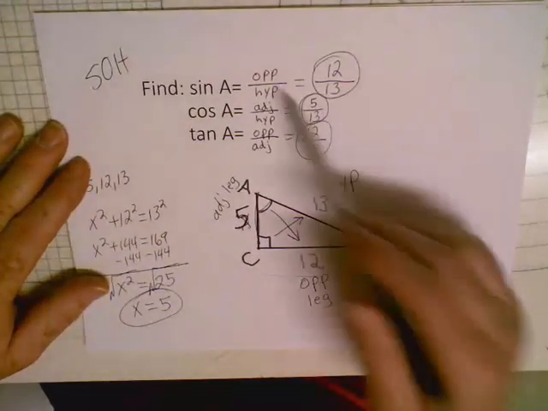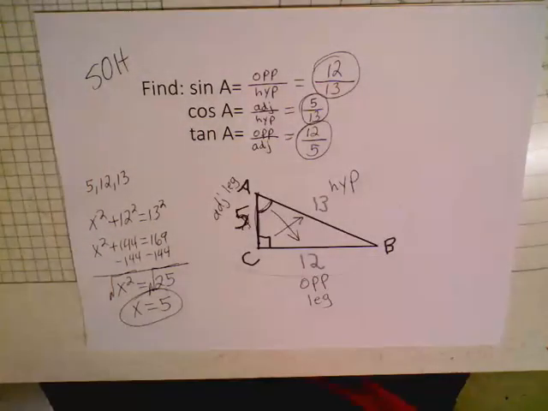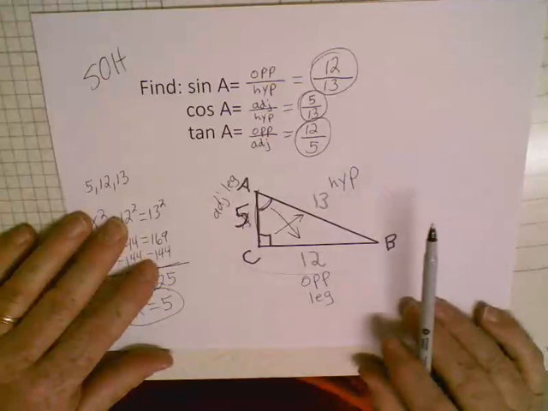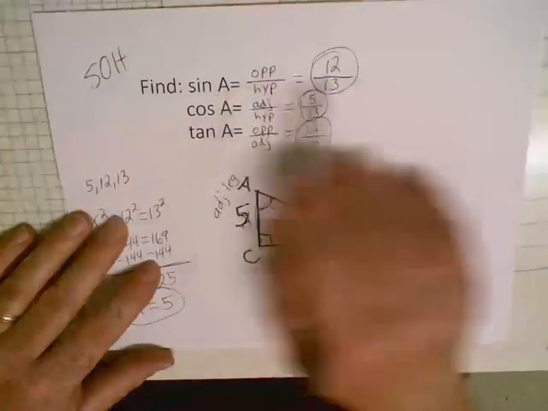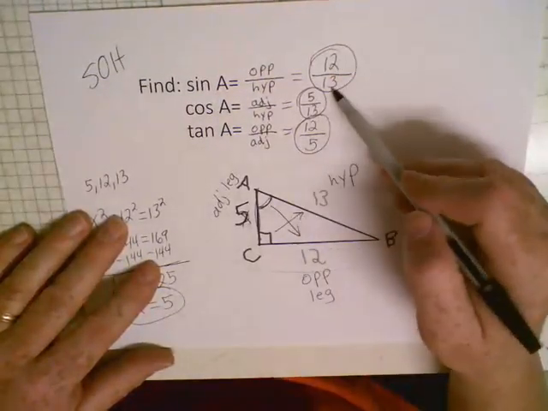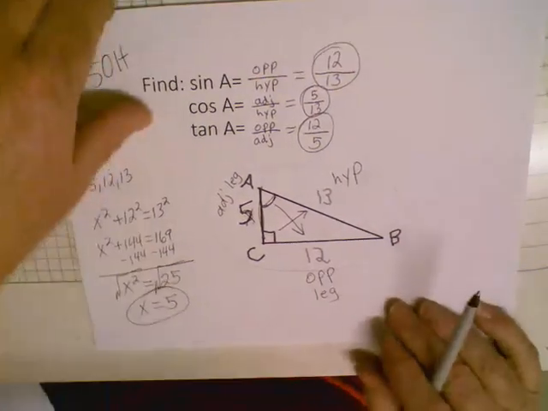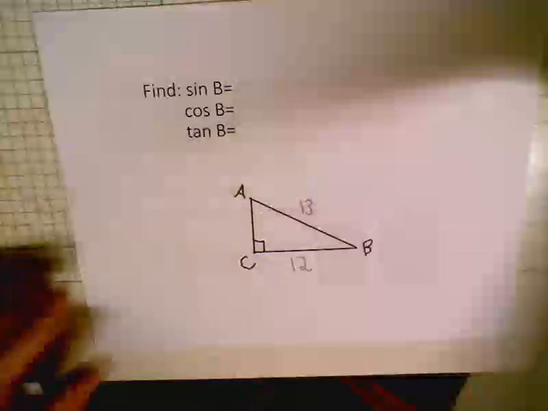And again, a lot of this probably doesn't make a whole lot of sense. But we're just doing a part at a time. So just doing a little part to lead you into being able to use this stuff to actually find different things. So the first part is finding those ratios. 12 to 13, 5 to 13, 12 to 5.